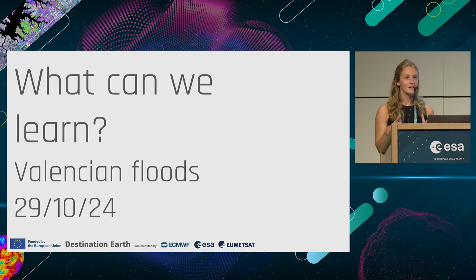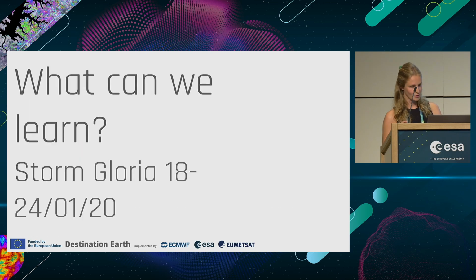So yeah, that was a really nice visualization where we can understand what we can learn when we start to compare the different scenarios. And we've done this for multiple different extreme events. This was a quick analysis that we did for the Valencia floods. They also came up in Aparna's presentation. I'm actually going to skip through this in the interest of time and move on to another extreme event that we looked at, which was Storm Gloria.